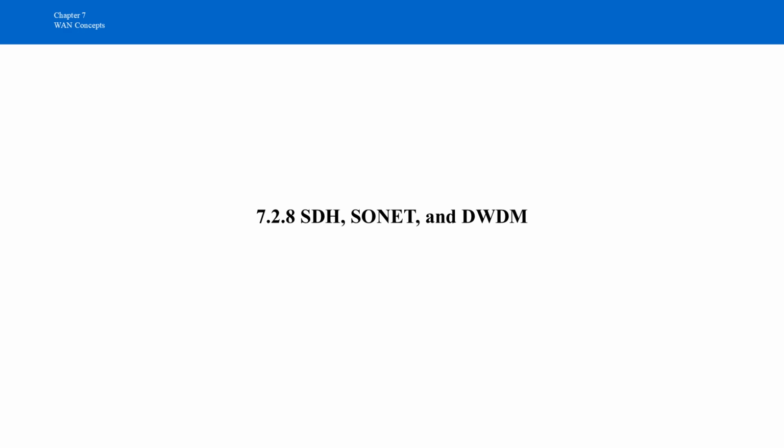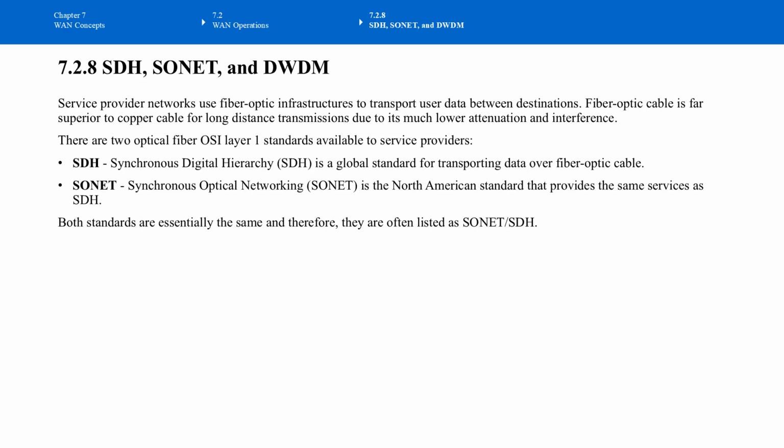7.2.8 SDH, SONET, and DWDM. Service provider networks use fiber optic infrastructure to transport user data between destinations. Fiber optic cable is far superior to copper cable for long-distance transmissions due to its much lower attenuation and interference. There are two optical fiber OSI Layer 1 standards available to service providers: the SDH, also the SONET.